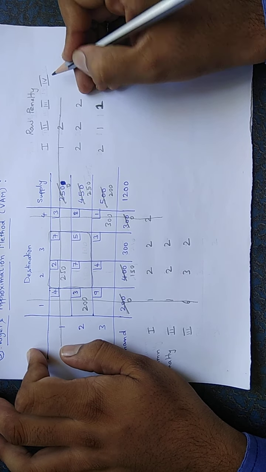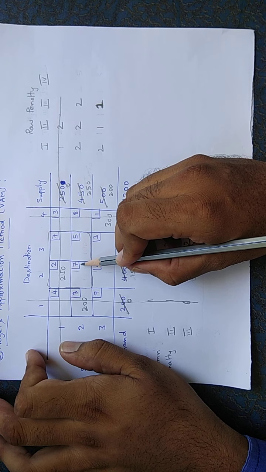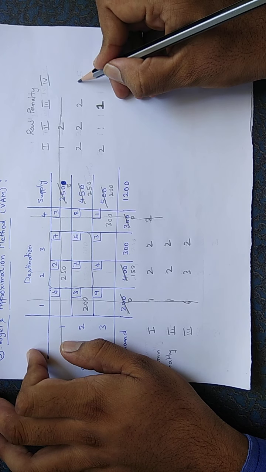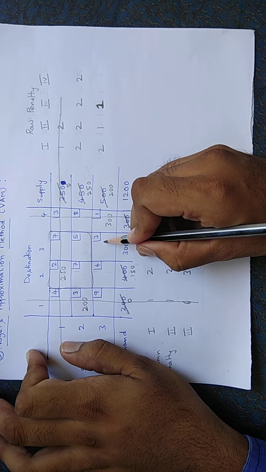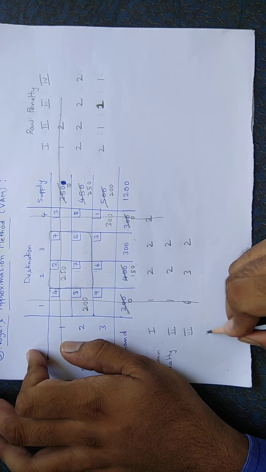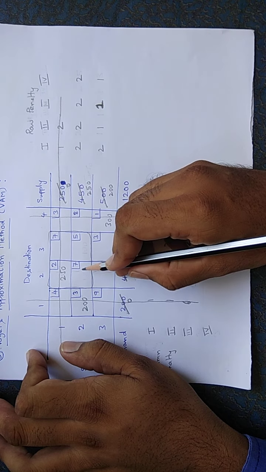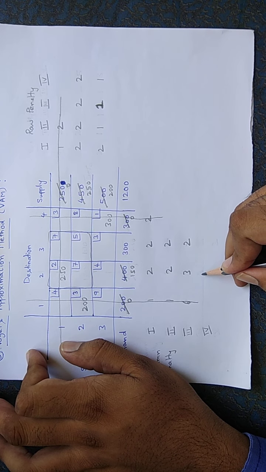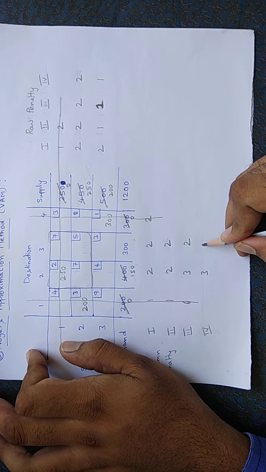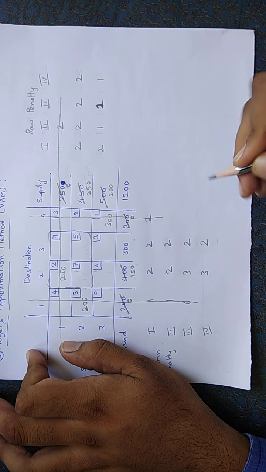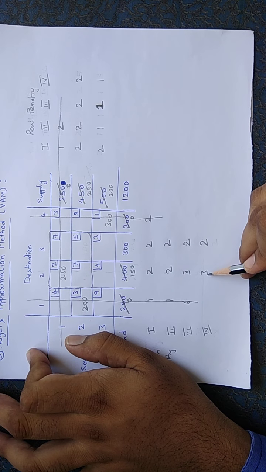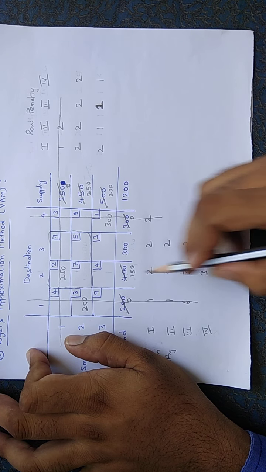Now fourth, the difference between 7 and 5 is 2. The difference between 4 and 3 is 1. And the difference between 7 and 4 is 3. And difference between 5 and 3 is 2. Alright. So now let us see the highest penalty among the row penalty and the column penalty is this one, which is the second destination.